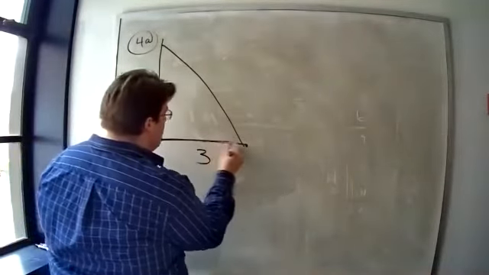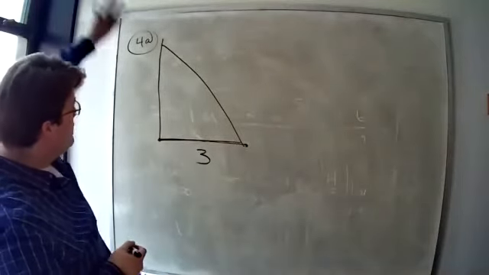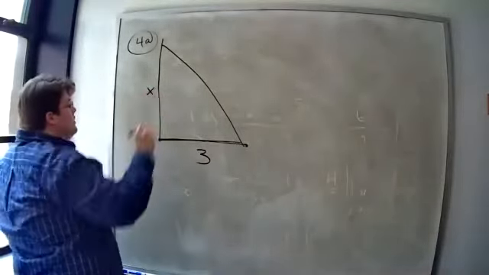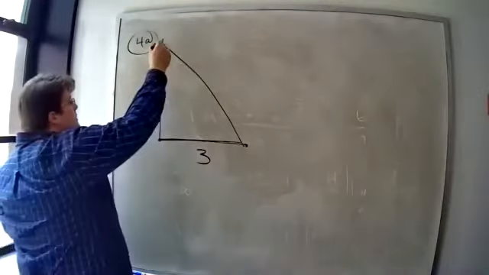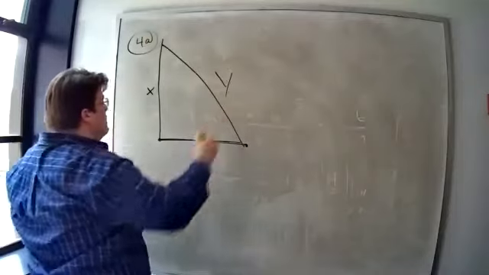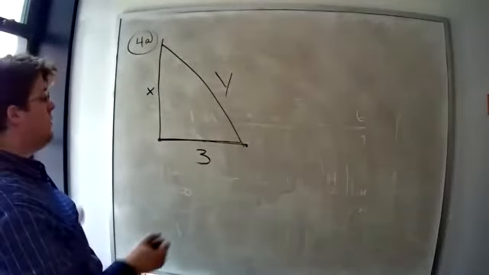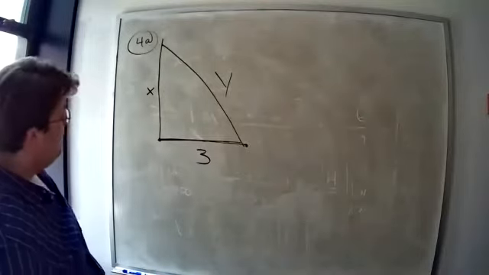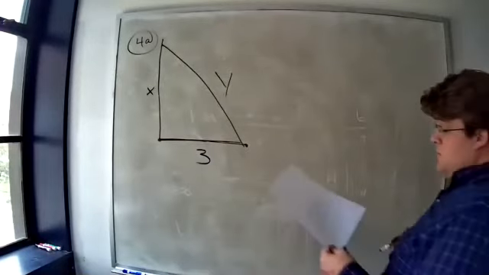So with this picture, we have quantities which are changing and quantities which are not changing. This 3 is never changing. But as this rocket goes up, this vertical distance is changing, so let's call it x. This distance from the rocket to the radar station, as the rocket is going up, is also changing. Let's call it y.